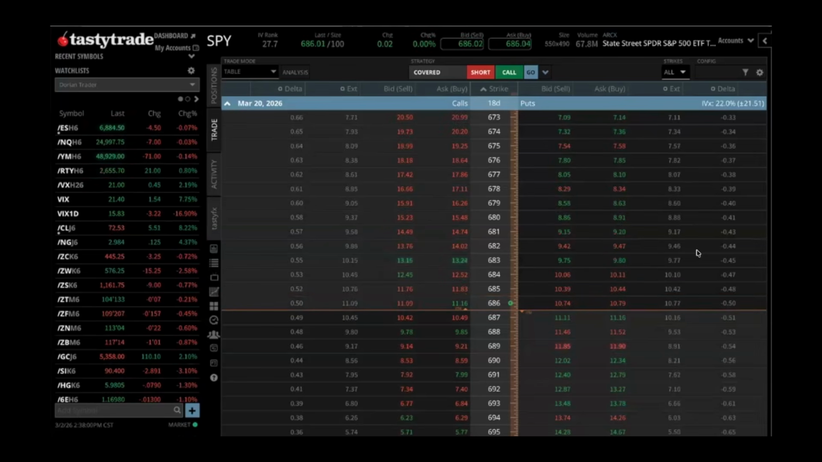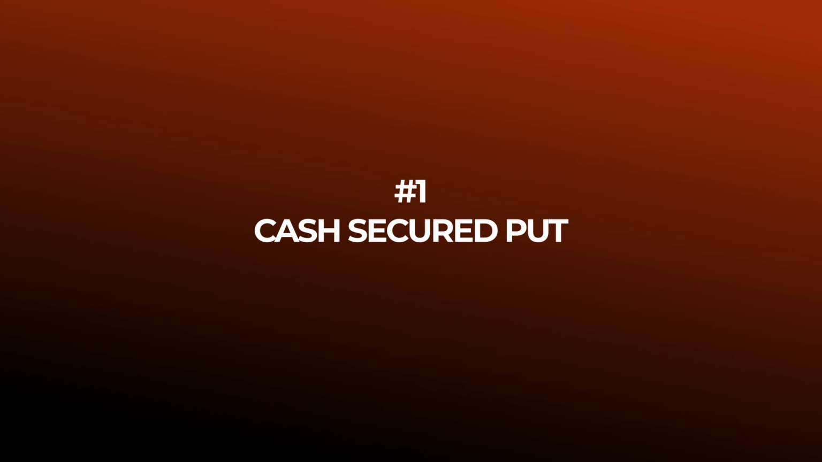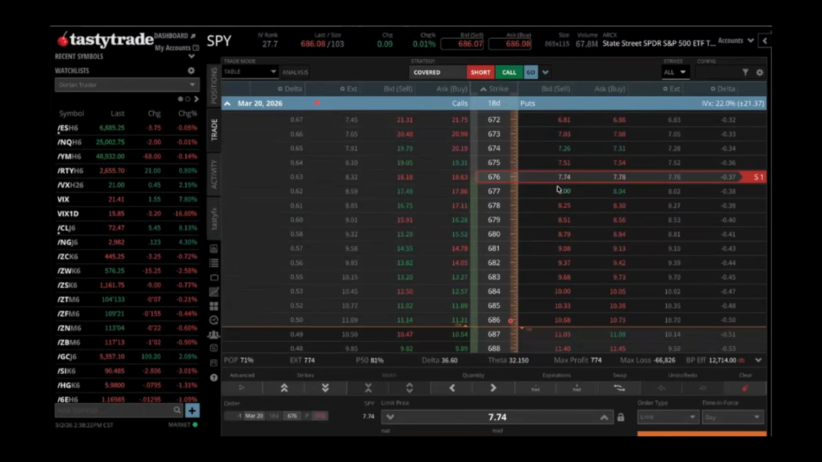Because this call is based on the witching hour, let's do it somewhat through the lens of the safeguard strategy. With the safeguard strategy, we would normally start off with selling a cash secured put. So let's just say we're going to sell this put here at the 676 and collect about $771.